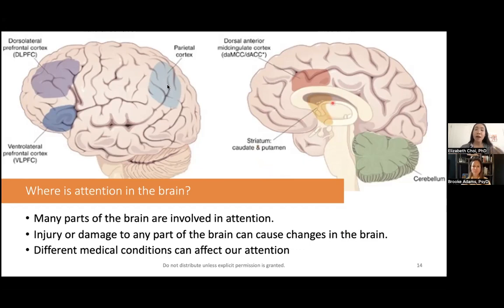We want to highlight that these different brain regions actually work together. First of all, they manage different types of attention, and they work together to help us respond to and also stay focused on the important aspects of the situation. And so injury or damage to any part of the brain can cause changes in attention. And of course, different conditions can also affect our attention in different ways.